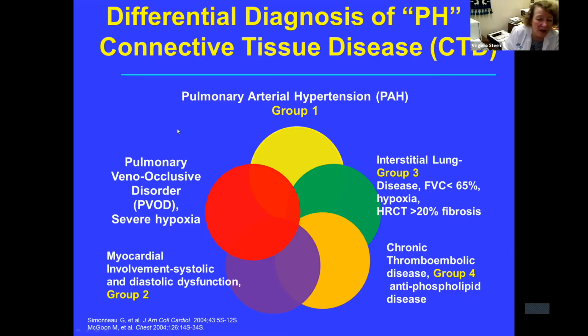There's another type, which is in group 1 prime, which is pulmonary veno-occlusive disease, which is seen in scleroderma more commonly than in idiopathic pulmonary arterial hypertension because there's more venous involvement, and these patients have severe hypoxia and they do not respond well to vasodilator treatment.